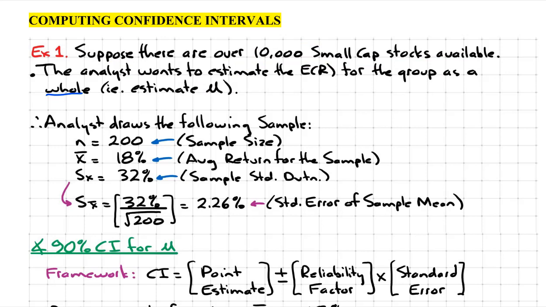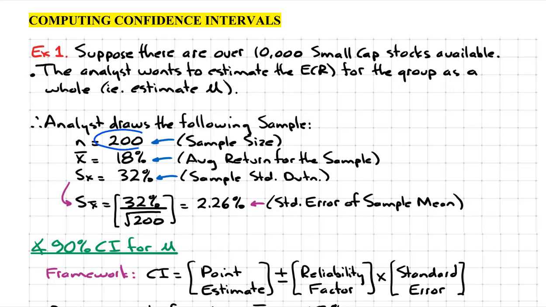Now in reality, the analyst is not going to look at all 10,000 stocks. First of all, data may not even be available for all these small cap stocks. So the procedure is to draw a sample, and based on sample findings, she can make inferences about the population as a whole. So let's have a look at her sample.